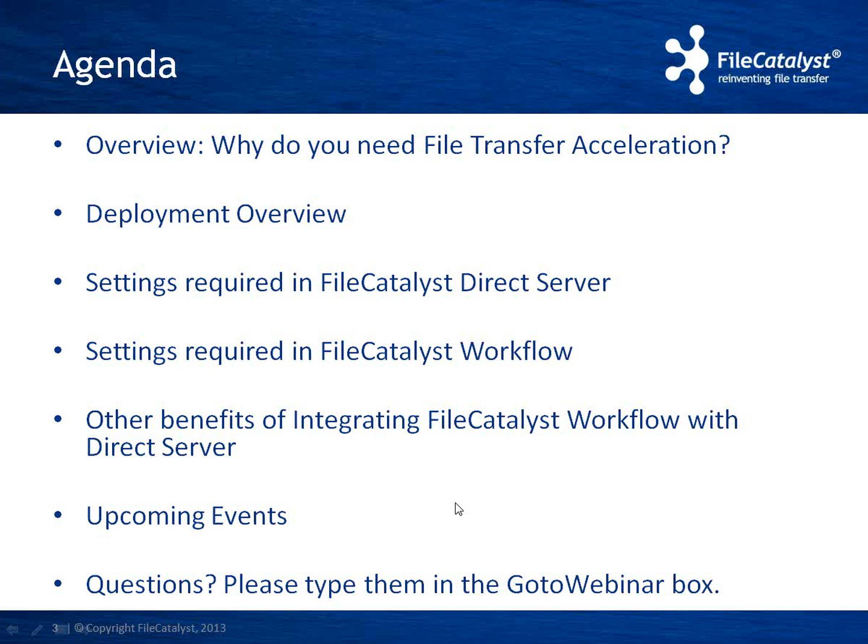So what we'll be doing today is we're going to show you why you first need acceleration in FileCatalyst Workflow. We're going to also talk about the deployment overview and go over some deployment scenarios, how this acceleration can be achieved. We're going to talk in detail about some settings you need in Direct and in Workflow to enable the acceleration. And we'll also talk about some other benefits that you will get by integrating the two products together that are not necessarily obvious at first glance. If you have any questions, please type them into your GoToWebinar box, and at the end I will be very happy to go over your questions.